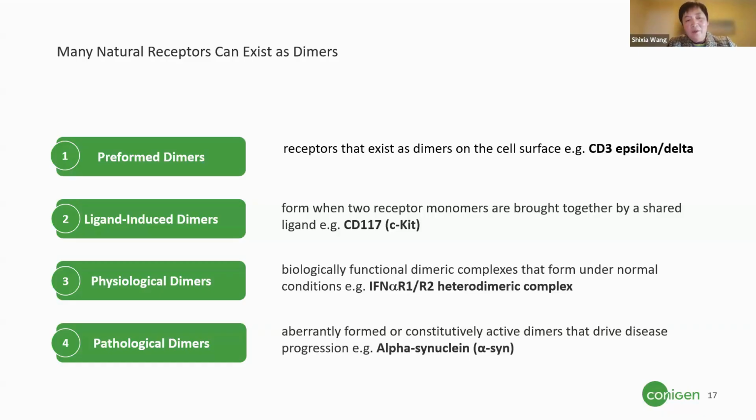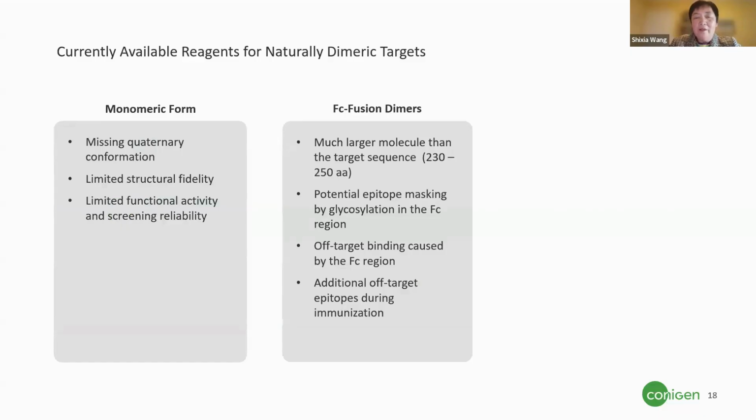Another example is CD117. It is sometimes very difficult to differentiate physiological dimers from pathological dimers. CD117 is an example. Naturally, it forms a dimer through its ligand, stem cell factor, which brings the two molecules together. However, with mutations in cancer cells, they can form dimers without the need for the ligand. This also drives the disease to the next phase. So we know there are many natural dimeric targets in nature.